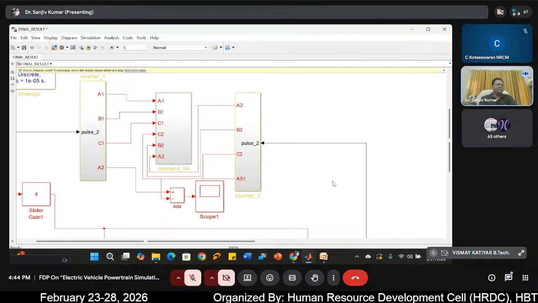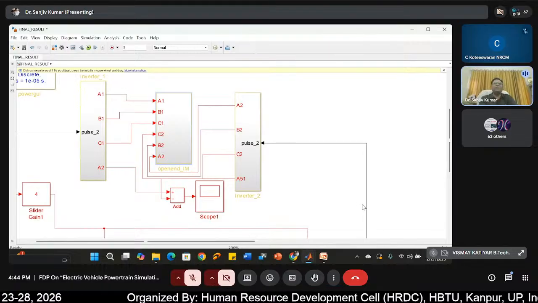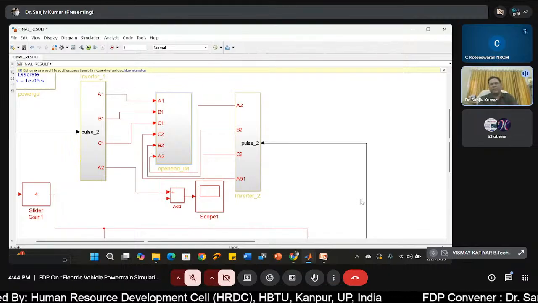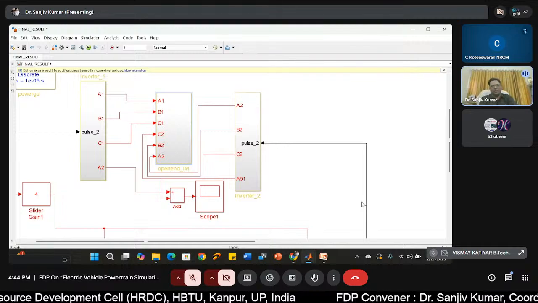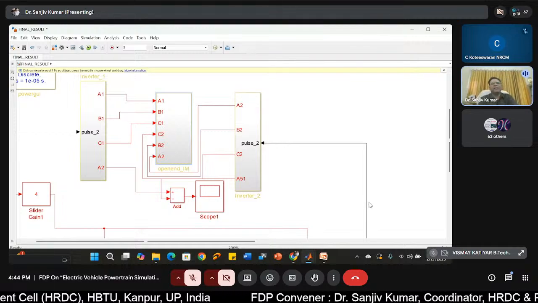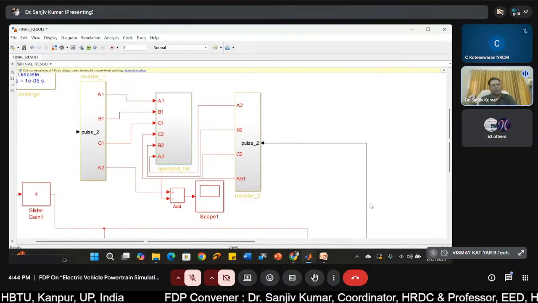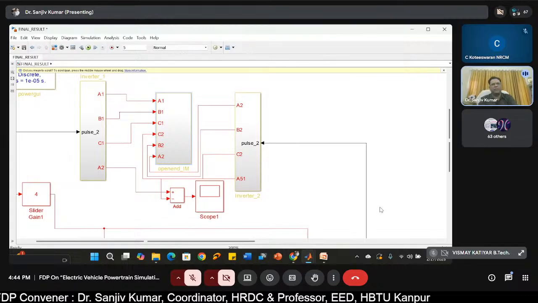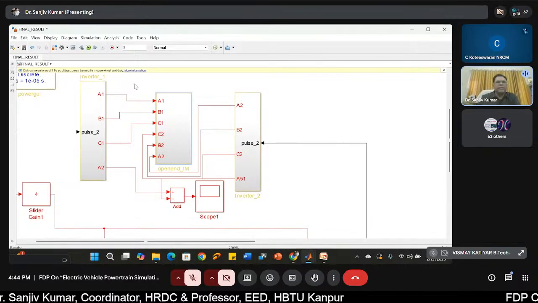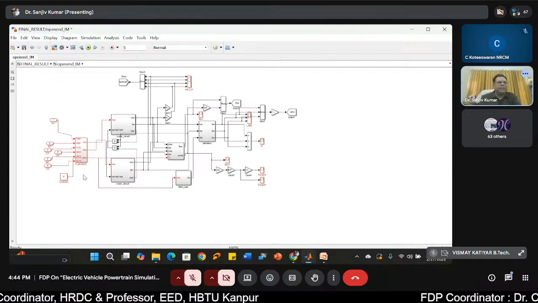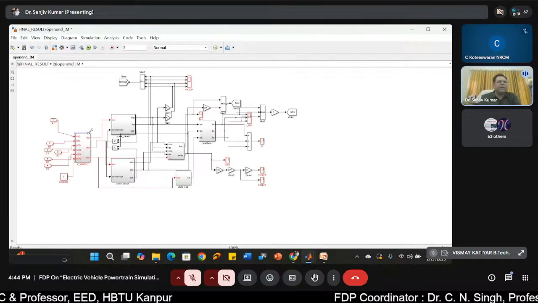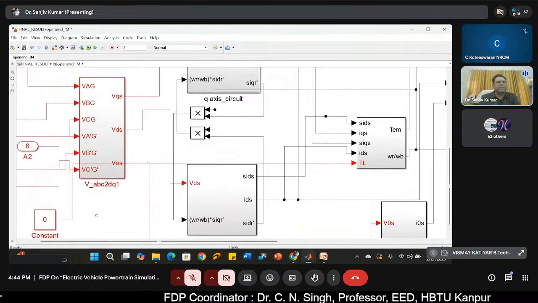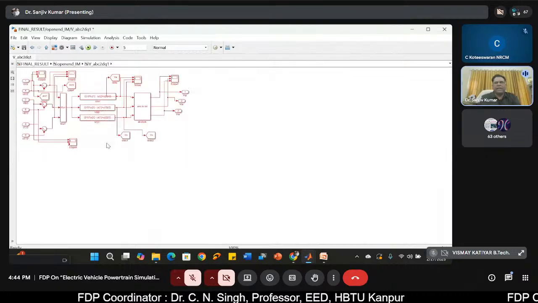But I prefer that rather than using the MATLAB model, you develop your own. That will increase your confidence, and at each and every point of the model you have full control. You can know what exactly the signal is generating or not, and where the problem is. So when you click this, a huge model opens, and this is totally based on simple equations of the machine, which I have shown in the modeling.